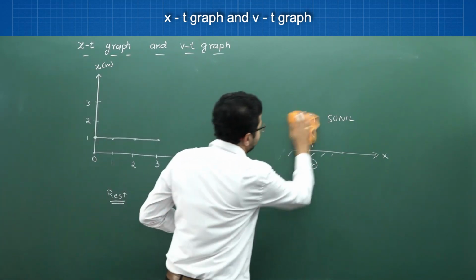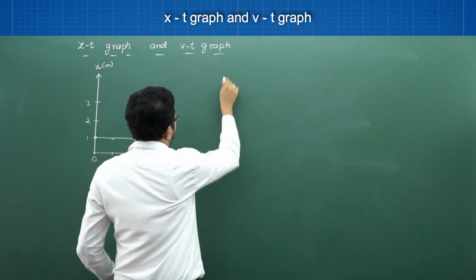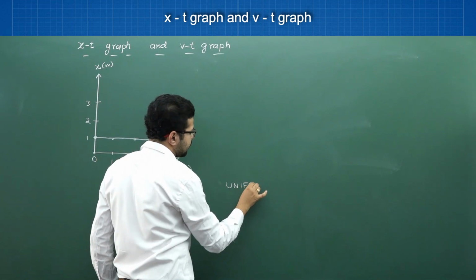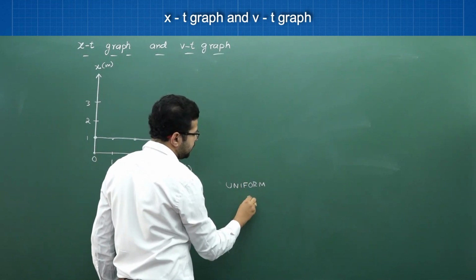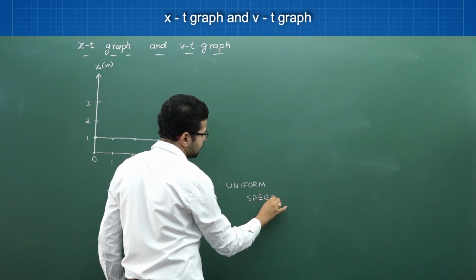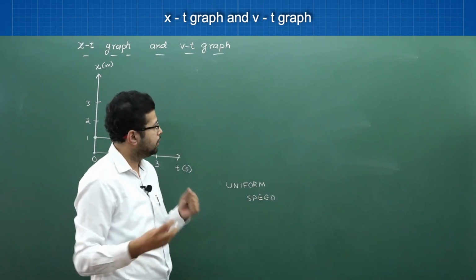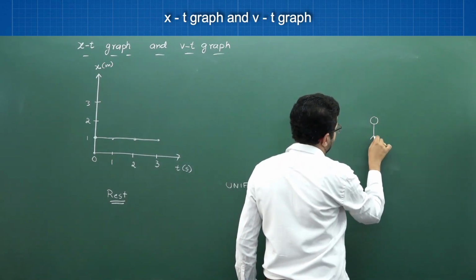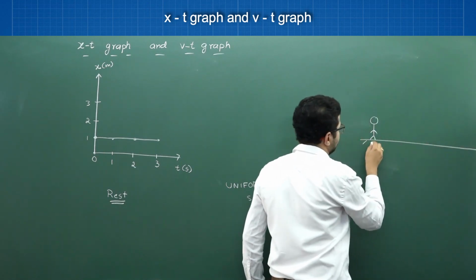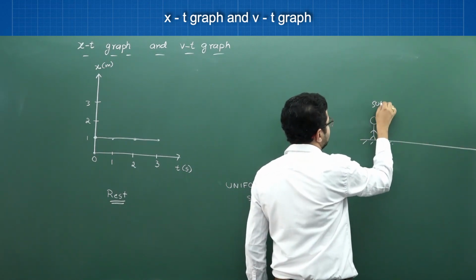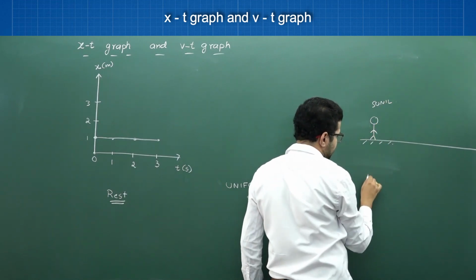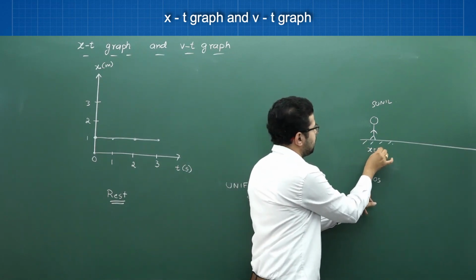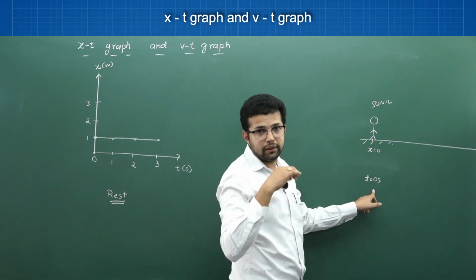Then now let me draw a position time graph for an object moving with uniform velocity or uniform speed. How to draw? Say for example, we will consider the same person Sunil. At t is equal to 0 seconds, he is at x equal to 0. He is standing at the origin when t is equal to 0 seconds.